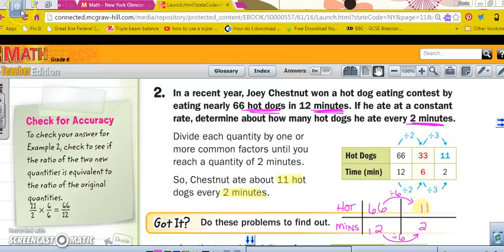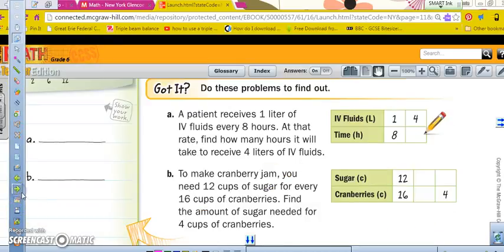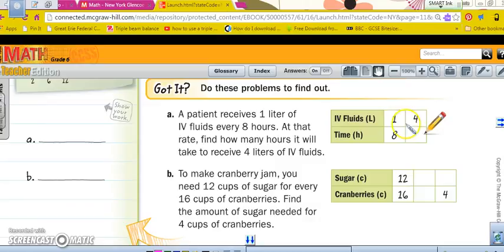All right, let's look at the got it's. A patient receives 1 liter of IV fluids every 8 hours. At this rate, how many hours will it take to receive 4 liters of IV fluids? So the 4 has to go in the IV fluids. Can I go from 1 to 4? Yep. I multiply by 4. So whatever I do now to the top, I have to do to the bottom. So 8 times 4 is 32. So the patient will need 32 hours.